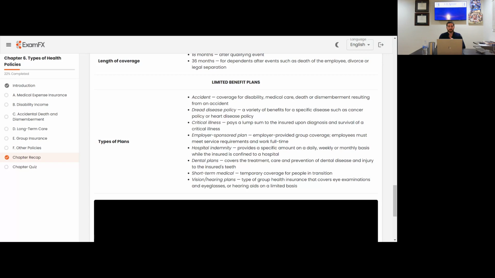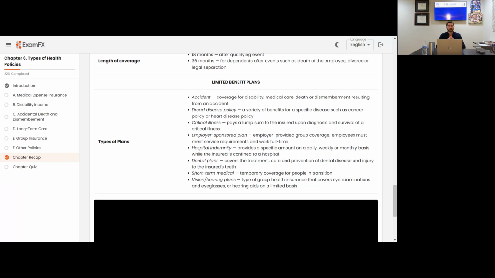Hospital indemnity provides a specific amount on a daily, weekly, or monthly basis where the insured is confined to a hospital. So, if you're confined to a hospital and you have an indemnity plan, you're going to pay out of pocket for a lot of that stuff. But what they're going to do is totally reimburse you, give you indemnity and make you whole.